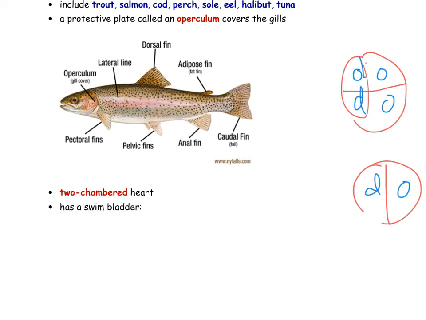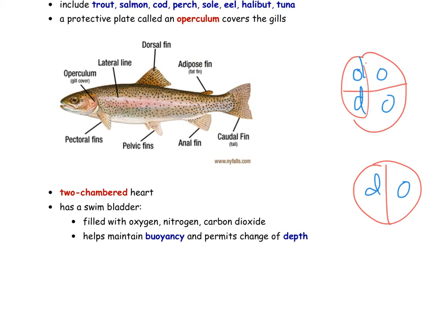So another point to mention is that they do have a swim bladder. It is filled with oxygen, nitrogen, and carbon dioxide. So in other words, air. And so, again, what is the point of a swim bladder? It helps the fish to maintain buoyancy and to be able to change depths within the water. That may be because, depending on the depth of the water, the oxygen levels will change. Remember, colder water will typically have more dissolved oxygen in it, and so fish that have a higher oxygen demand might need to move into the lower depths of their aquatic environment in order to access higher oxygen levels.